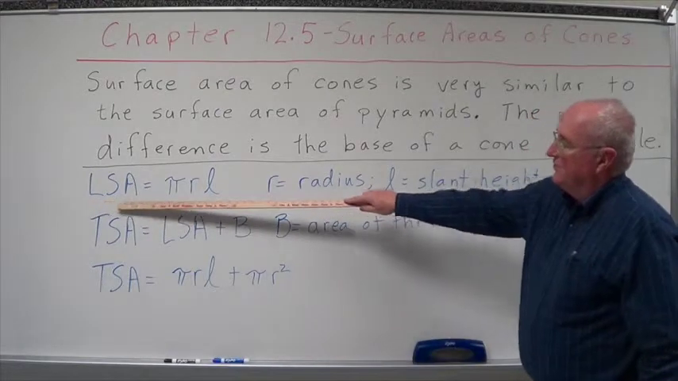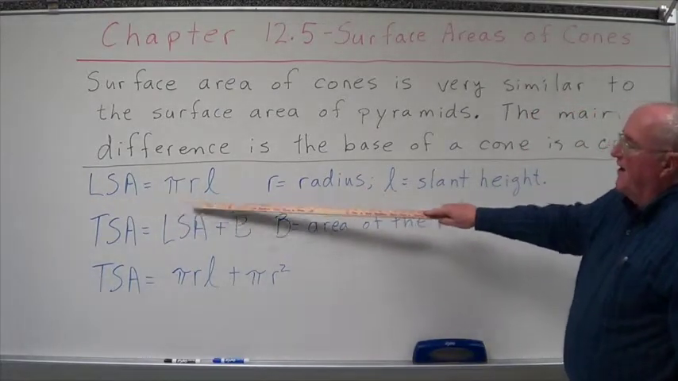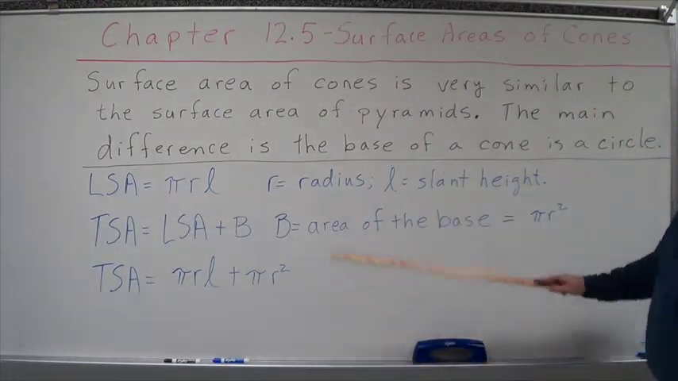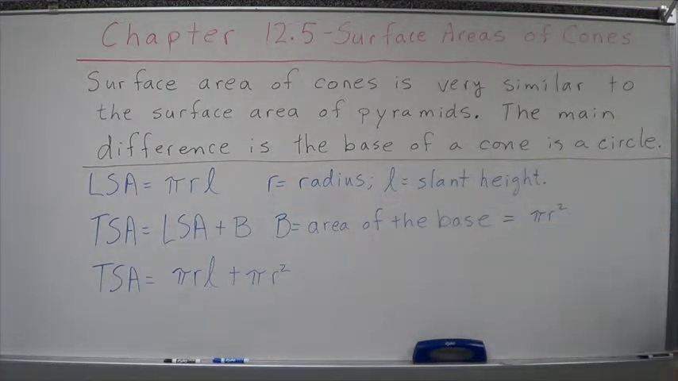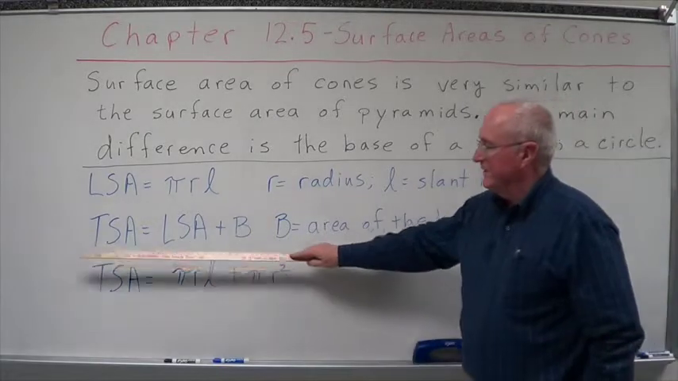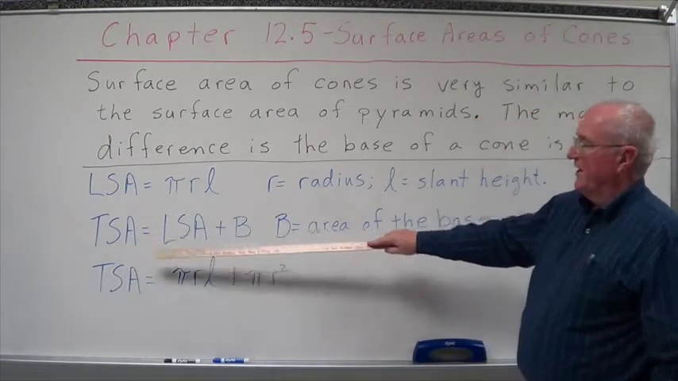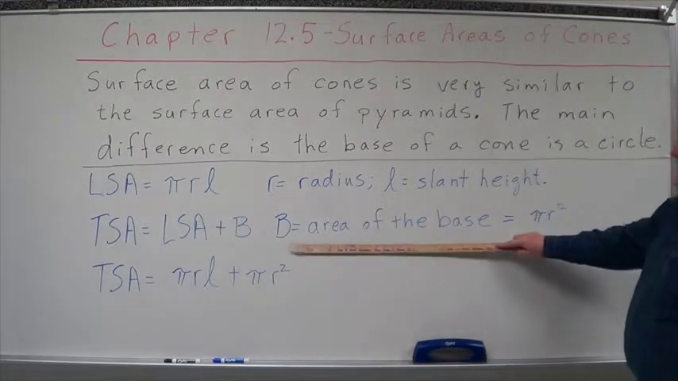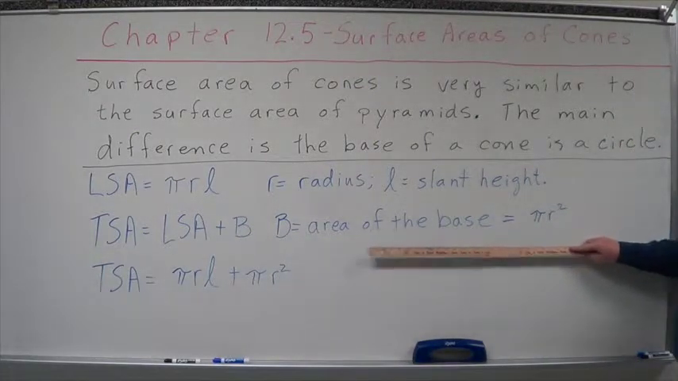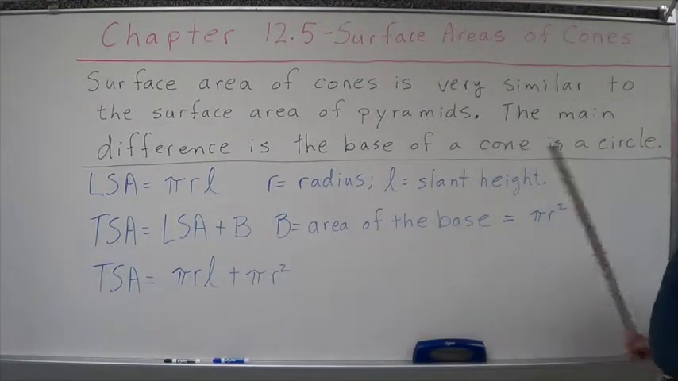The lateral surface area is equal to pi r L, where r is radius and L is the slant height, which we're familiar with off pyramids. Total surface area equals the lateral surface area plus B. B being the area of the base. We only have one B, not two, like on prisms.